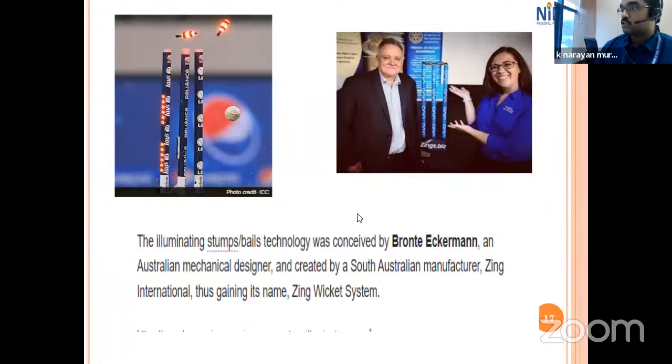Another one I was telling you about earlier. This person, Bronte Eckermann, invented the zinc stumps. He is an Australian mechanical designer, and it was created by a South Australian manufacturer. This is known as the zinc wicket system.